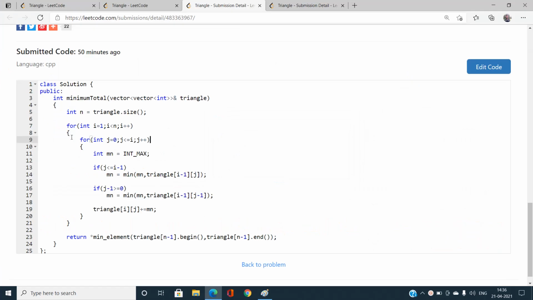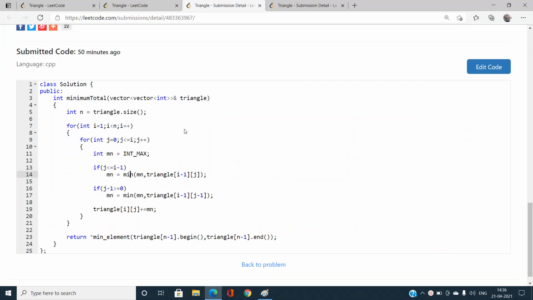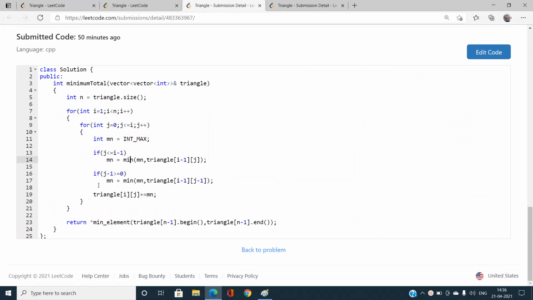Okay, so j should be less than i minus 1, and j minus 1 should be greater than or equal to 0. Okay, so when j is not less than i minus 1, its condition is going to fail. The condition will fail only when we are at this position, you can see this 7 and this 3. Okay, because if you are trying to fetch exactly the previous row, it is not going to be valid. Okay, and j minus 1 greater than or equal to 0, this condition will fail just for the first column.